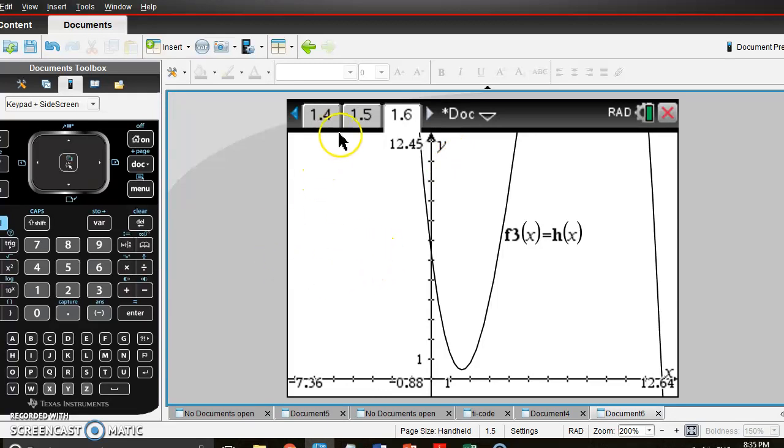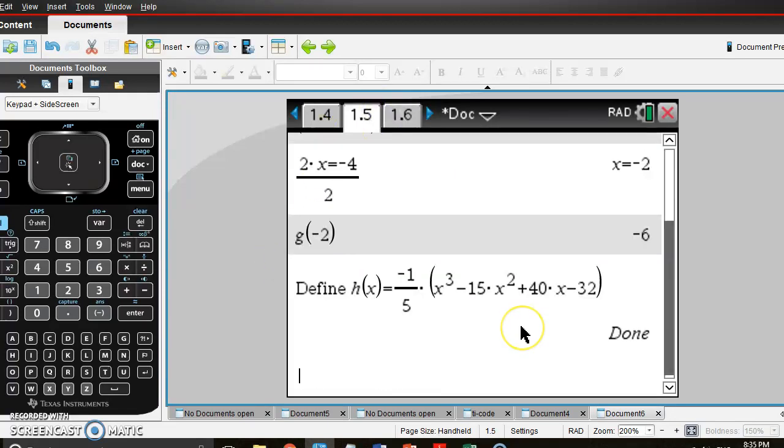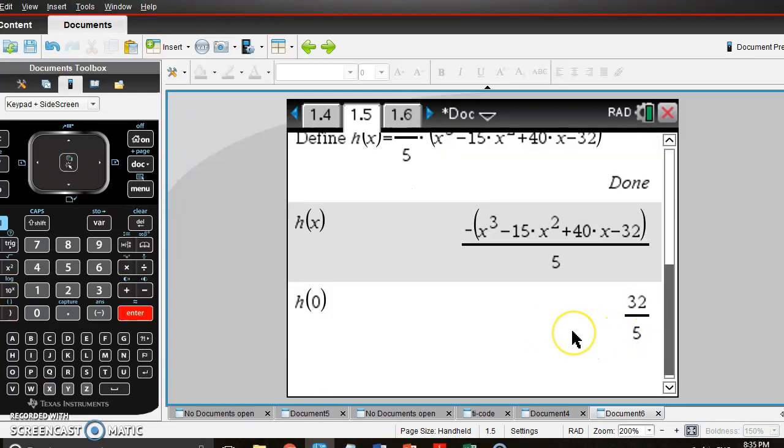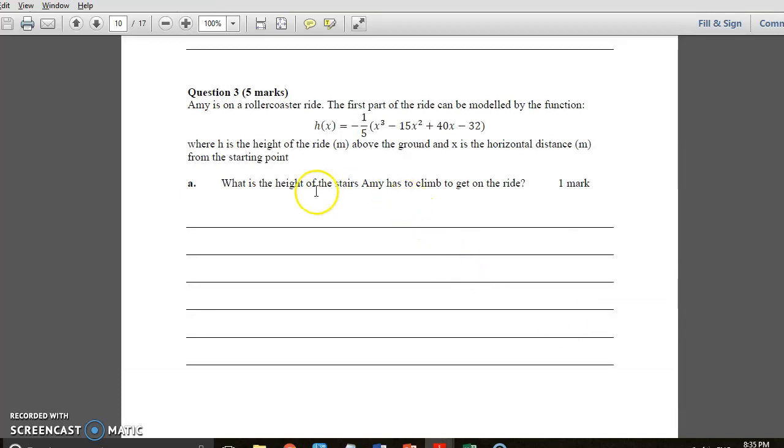Okay, so we want to find out what it's going to be at the start. So we'll say h of 0. H of 0 is 32 over 5. So she's got to climb 32 over 5 meters. So that's what we have there. So 32 over 5 meters is that answer.